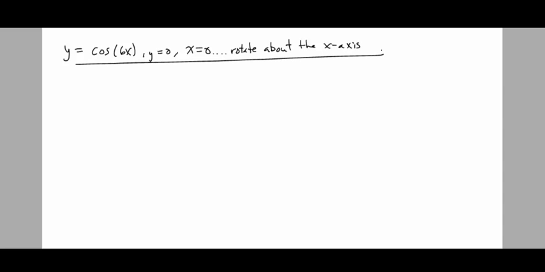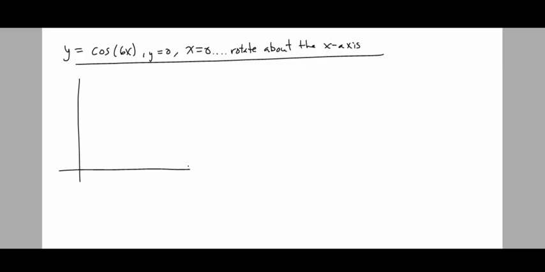Let's look at the graph of y equals cosine of 6x, and also y equals 0, x equals 0 to bound, and let's rotate this about the x-axis. Now most of the graphs that we've been looking at so far have been rotated about the x-axis, but this doesn't always have to be the case. These are just a lot of the examples that you'll come across in your homework. So to get started, let's go ahead and graph.